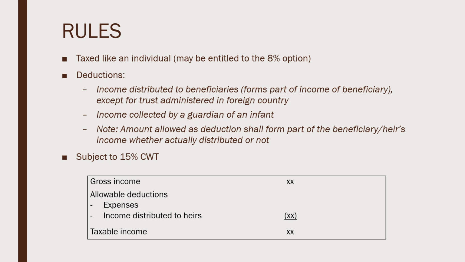And here's the very simple pro forma computation for estates and trusts. That's just gross income less allowable deductions, which include expenses and income distributed to heirs. So we arrive at the taxable income, which may be subject to the 8% option or the graduated tax rates.